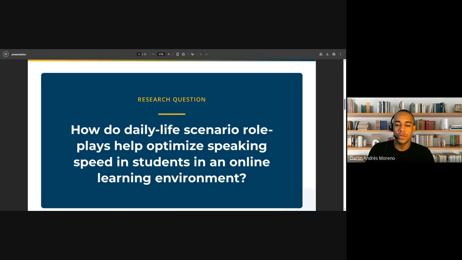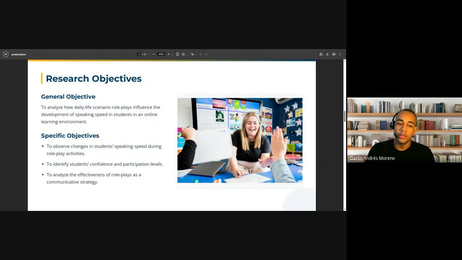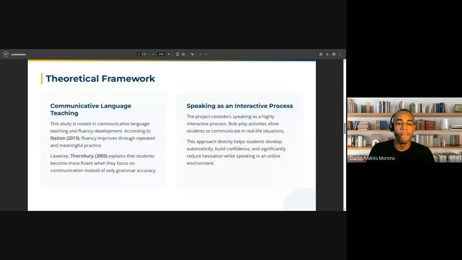So the research question is, how do daily life scenario role plays help optimize speaking speed in students in an online learning environment? The main objective is to analyze how the role plays influence the development of speaking speed in students, in this case, in an online environment. We have some specific objectives: to observe changes in students' speaking speed, identify the students' confidence and participation levels, and analyze the effectiveness of role plays as a communicative strategy.